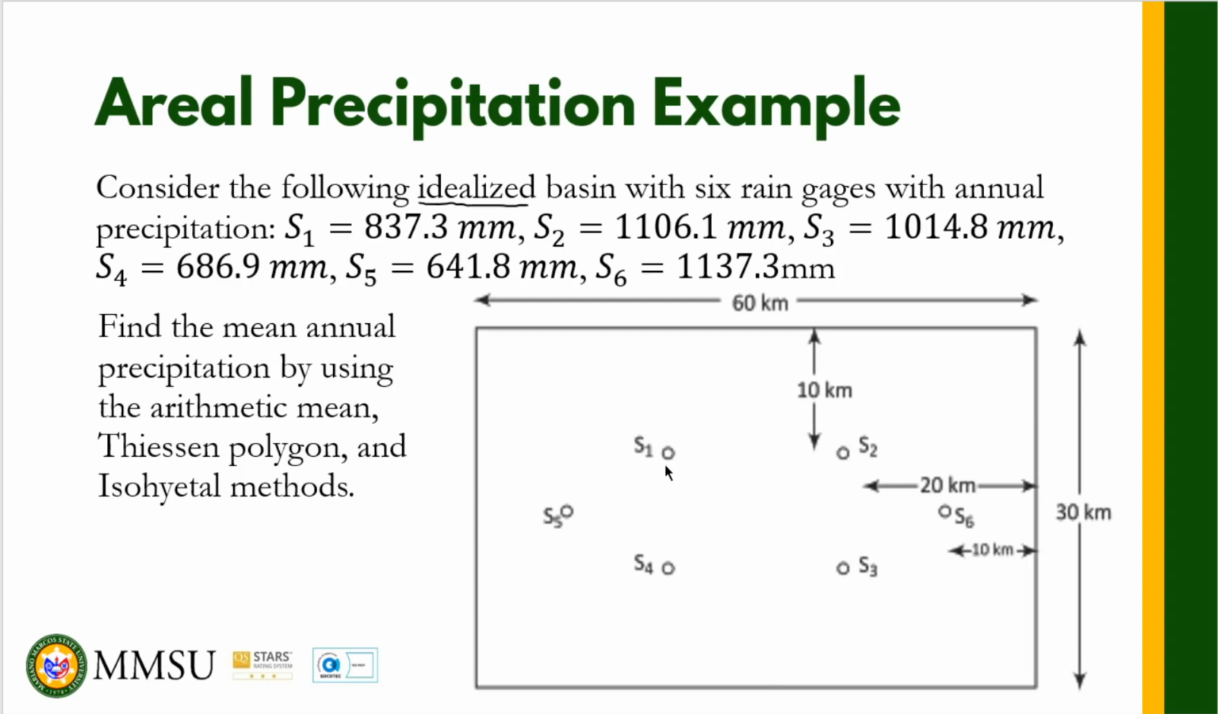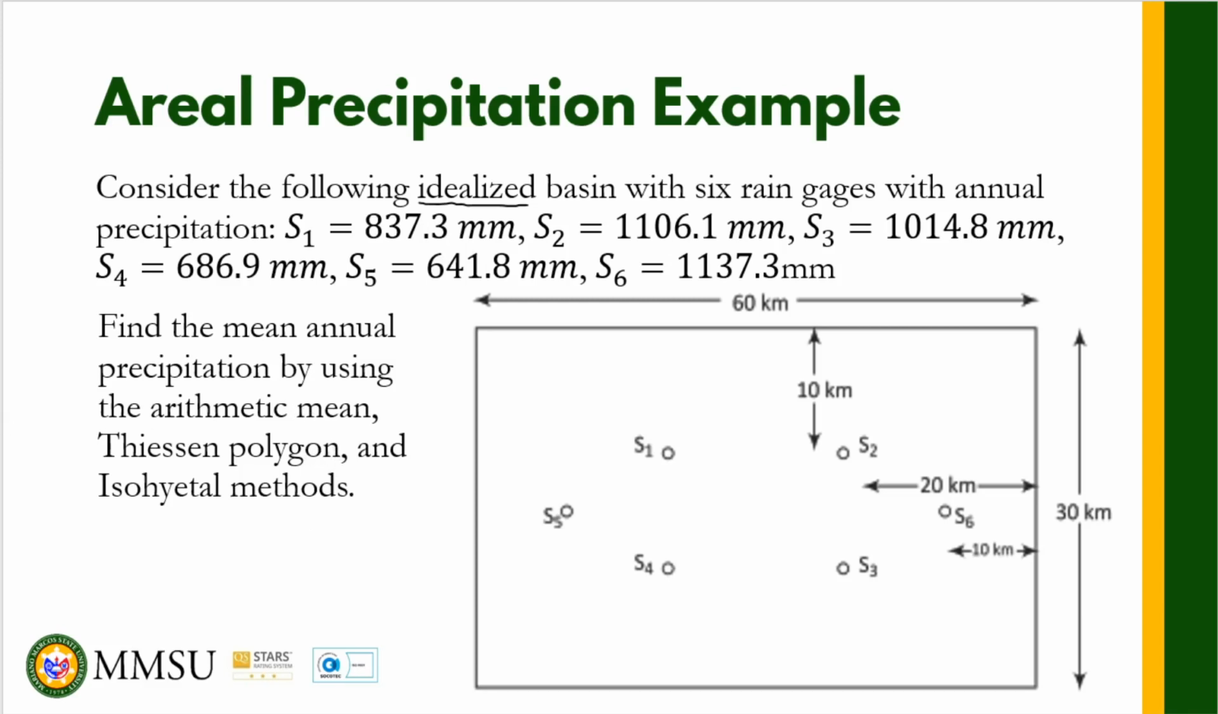Okay, so as you can see, inside the basin there are 6 rainfall gauges. So we have S1, S2, S3, S4, S5, and S6. And each of these gauges has a measurement. Every measurement is given. Now we are going to use the arithmetic mean, the Thiessen polygon, and the Isohyetal, if this is applicable. I mean, if we can do this one. All right, so first, let us do this by arithmetic mean.